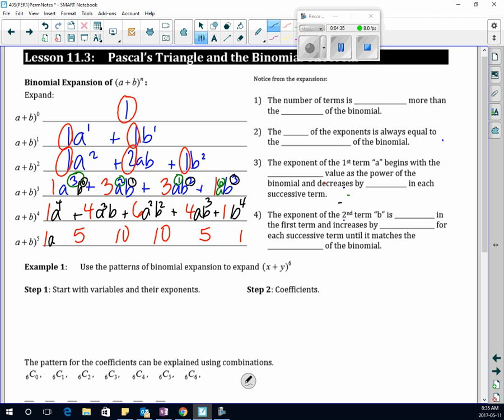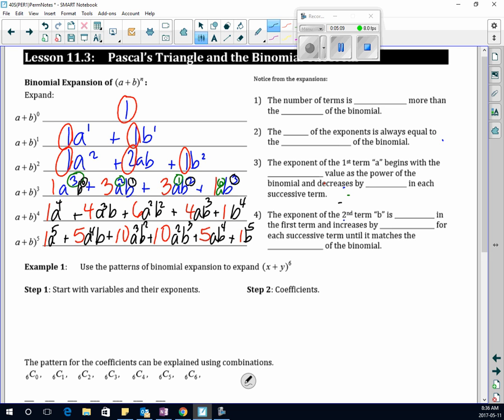a to the power 5 plus. So then this would be a^4 b. And this would be a cubed b squared. And this one would be a squared b cubed. This one would be a b to the power 4, and this one would be b to the power 5.